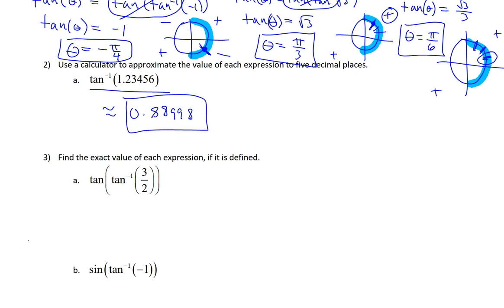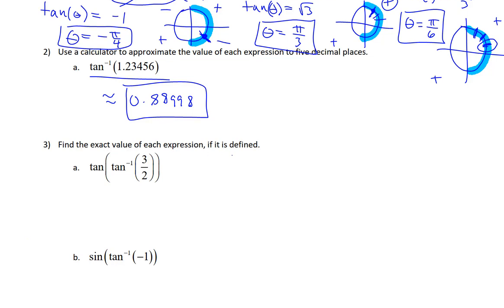Okay, number 3, the next example says find the exact value of each expression if it is defined. And our first of those says tangent of the tangent inverse of 3 over 2. So we have kind of nested tangent and tangent inverse functions here. Now, you may wonder, well, can we just cancel the tangent and tangent inverse? I mean, we've kind of been seeing that cancellation property work for us already. The answer is, I think so, but let's double check to make sure everything's lining up.